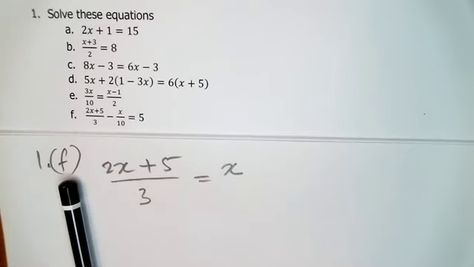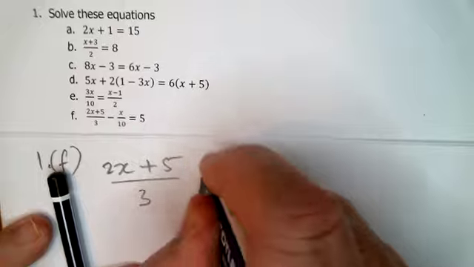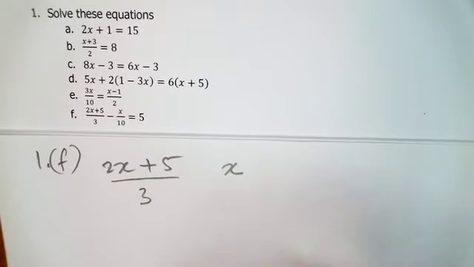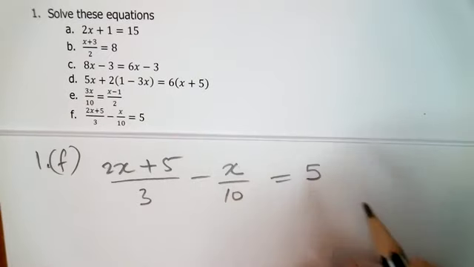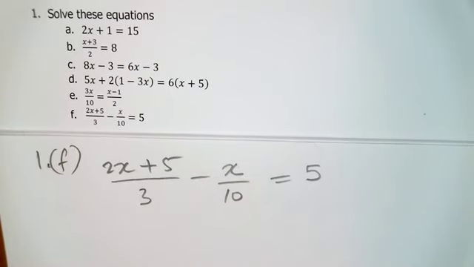minus, this is where I get that around like this. Quickly fix this up. Minus x on 10 is equal to 5. Now, whole bunch of ways we could do this one. And this is the great thing about algebra. There's no one way. There's lots of approaches one could take.